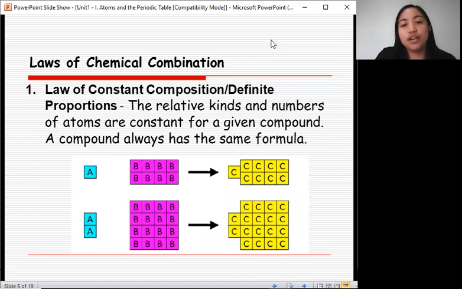So there are three laws of chemical combination. The first one is the law of constant composition or definite proportion that states the relative kinds and numbers of atoms are constant for a given compound. So a compound always has the same formula. So when you react A with B, you will have a product of C with a formula like this. So again, in our example 2, when you react A times 2 with the same amount of B but times 2, you will also have a product of C but times 2.